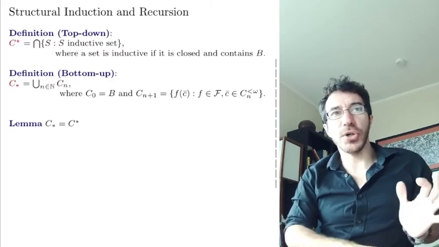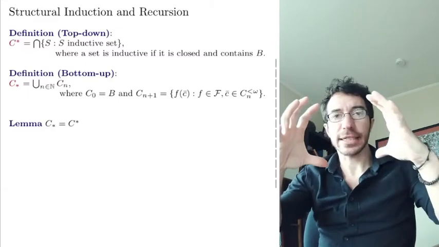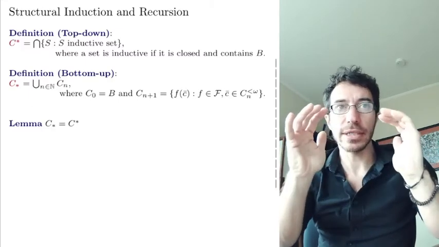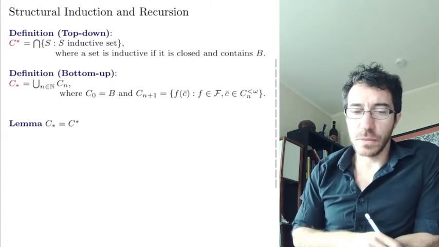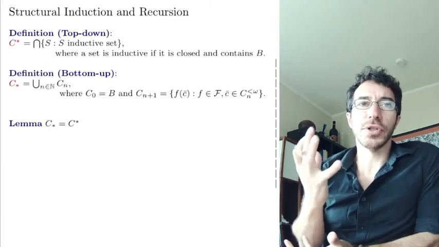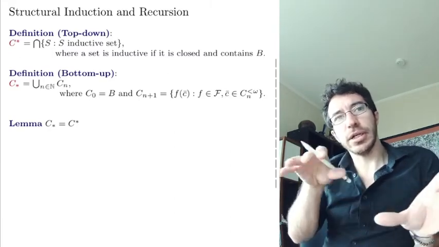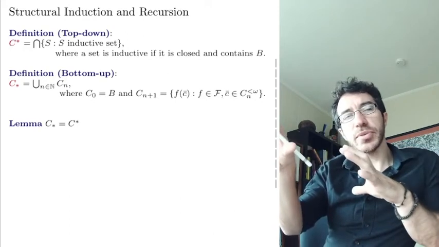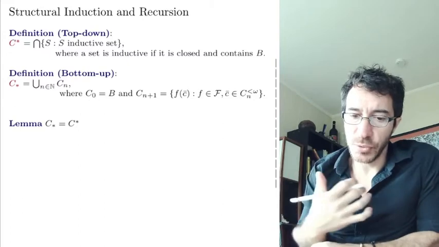And we want to show that the intersection of all these sets and the union of all these ones just meet exactly at the middle. And we get one set that is the closure that we want. How will you prove these? We need to prove two inclusions, right? We need to prove C bottom star is included in C top star, and C top star is included in C bottom star.